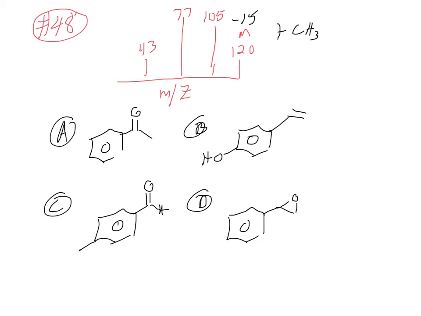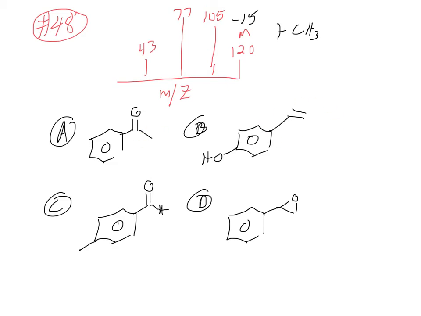Right. So everybody see how I got to here from 120 to 105? This is minus 15. If you see minus 15, that should scream to you methyl group, right? So which are even candidates for possible answers at this point? There should only be 2, I think. C, there's a methyl group here. I agree. And what else? A has a methyl group.